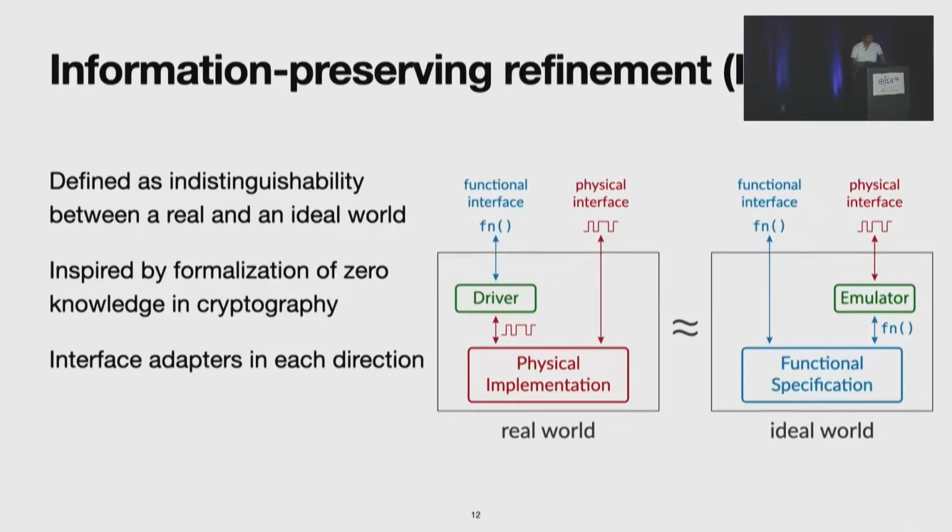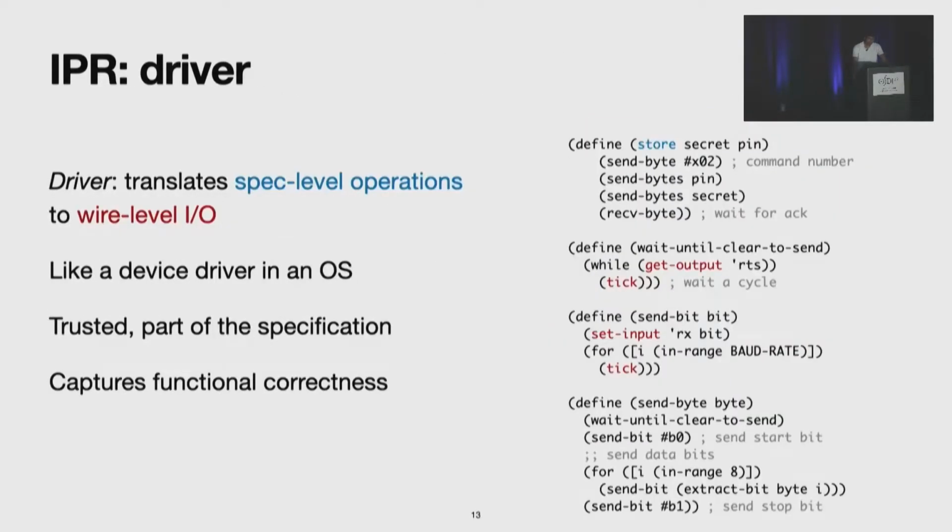So now let's take a closer look at each one of these. Now that we've introduced the driver and the emulator to make these interfaces match up and we can compare these worlds, let's see the role that the driver and emulator play in the security definition. The driver translates spec level operations to wire level I/O. This one's pretty intuitive. It's like a device driver in an operating system, and it describes how a host machine must behave in order to invoke spec level operations on the HSM. So it's trusted, it's part of the specification.